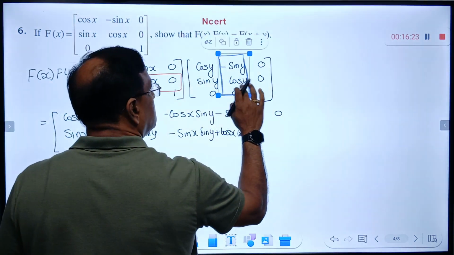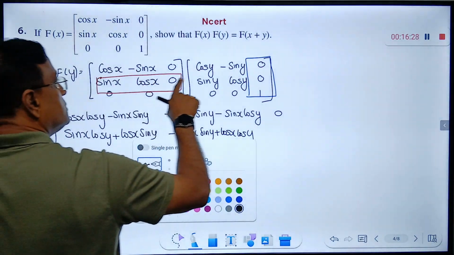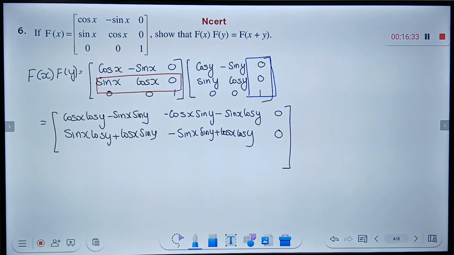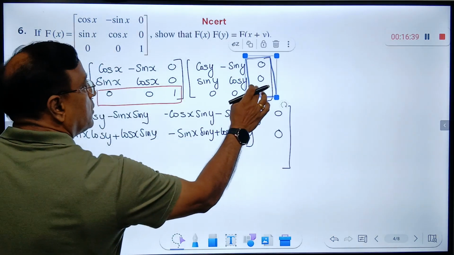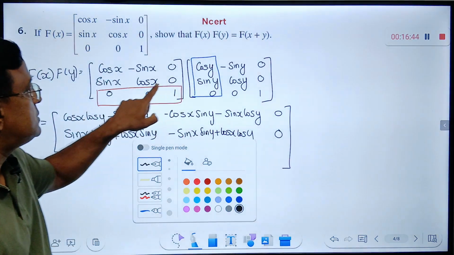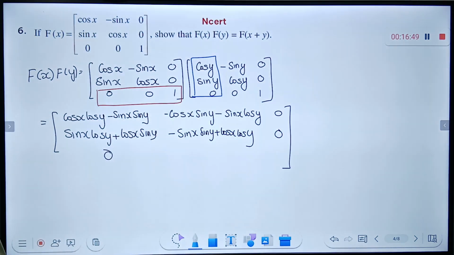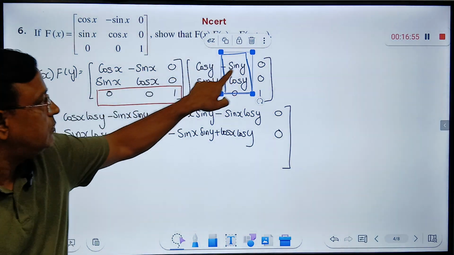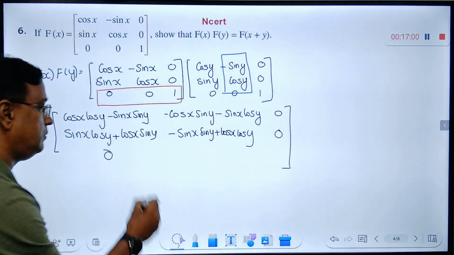Now go to the next element. What do you get? Sin x into 0, 0, cos x into 0, 0, 0 into 1 is 0. Very good. Everything is 0. When it is 0, we are very happy. Now come to the next element. How do I multiply? 0 into cos x, 0 into sin y, 1 into 0. So it's all 0. Now go to the next element. What is this? 0 into minus sin y, 0 into cos y, 1 into 0. So that's again 0.